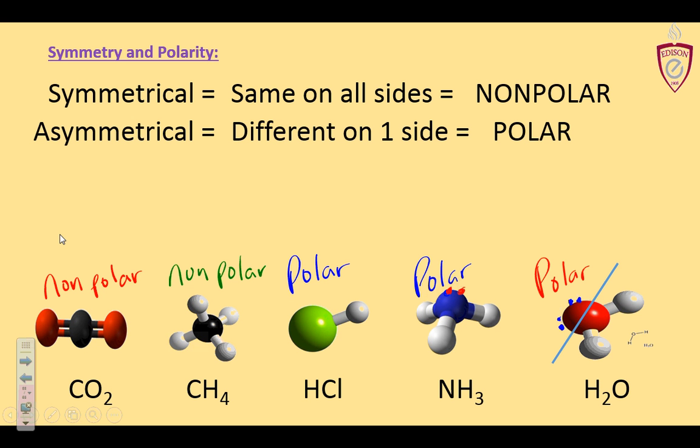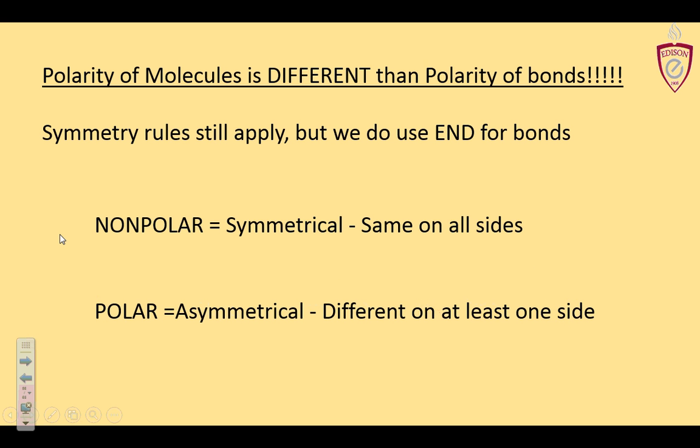That's the difference between a bond and a molecule. You have to pay attention to the words, attention to detail. You'll see this in Pogil, an actual three-dimensional manipulative. So, to recap, polarity of molecules is different than polarity of bonds. You may have a polar bond but a non-polar molecule. You always use electronegativity difference to figure this out. The basic breakdown is non-polar equals symmetrical, same on all sides. Polar is asymmetrical, different on at least one side.